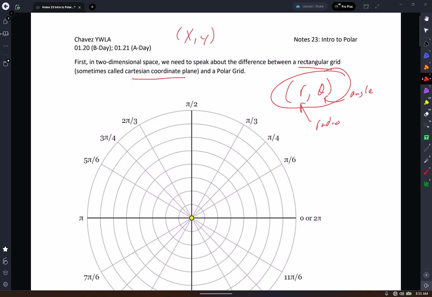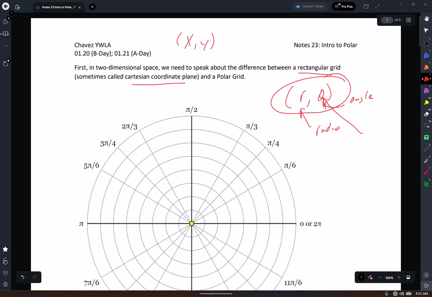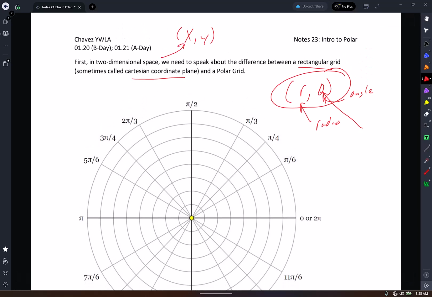Nothing crazy. How do you feel so far? Oh, sorry. So what you do first, you should always look at the angle first. I know it's weird because in the Cartesian coordinate, you do the x first and then you go to the y.